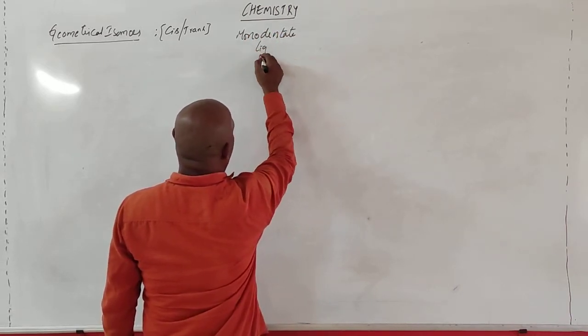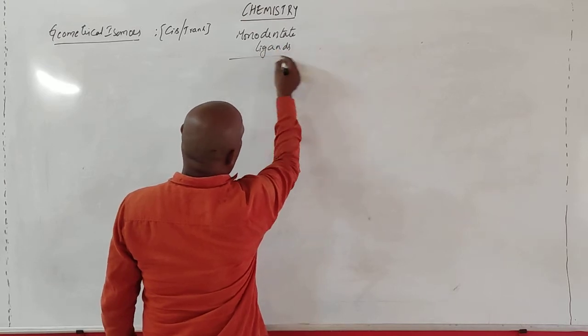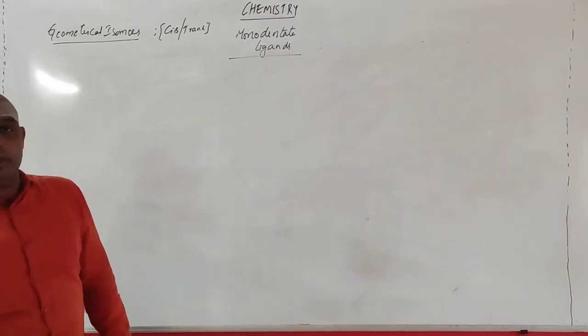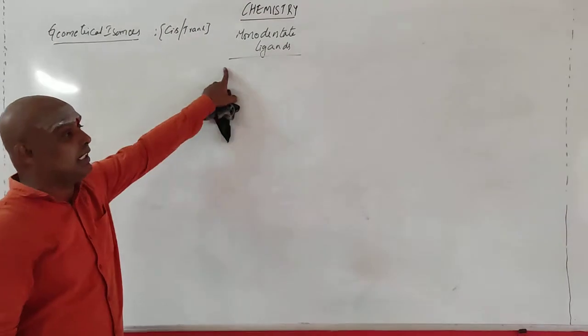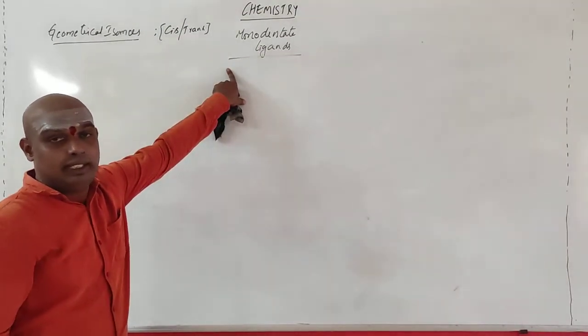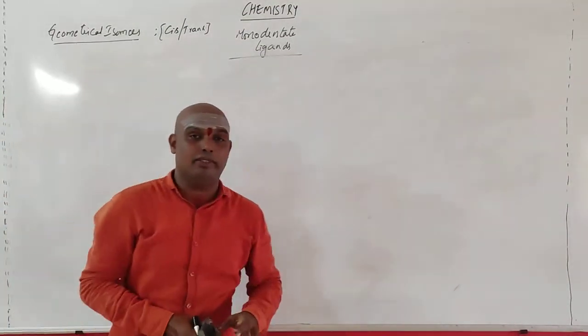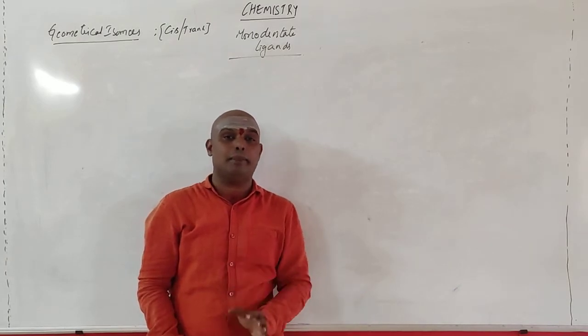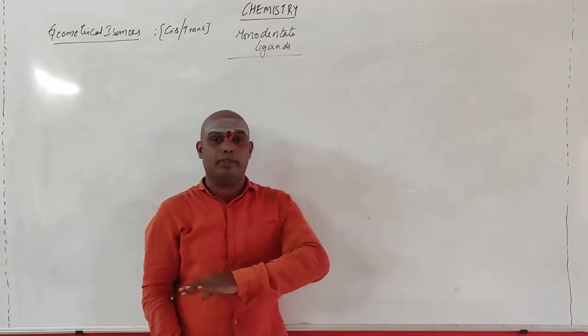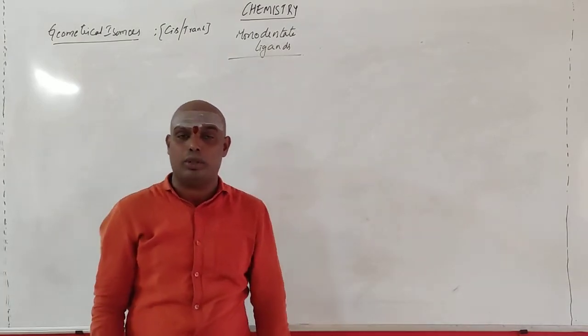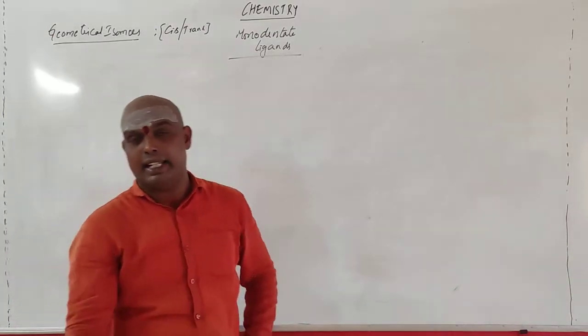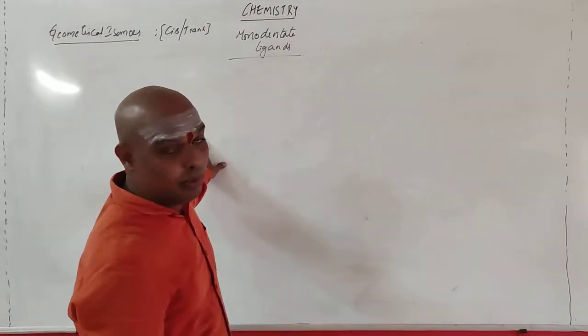Monodentate ligands. There is no bidentate ligand. In this lecture, we are not going to learn about bidentate; only monodentate ligands we are going to learn. Optically active means that when plane polarized light is passed through the coordination compound, if it rotates towards the right, it is called dextrorotatory. If it rotates the light towards the left side, it is called levorotatory.